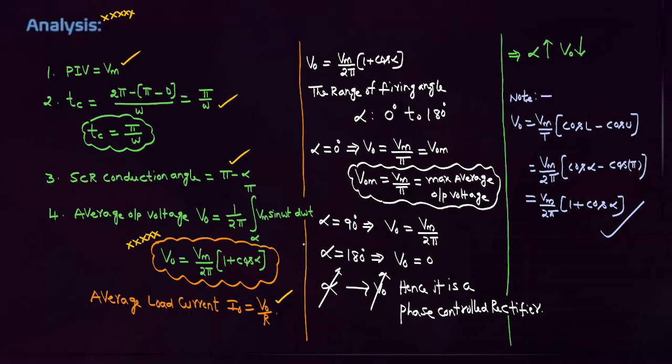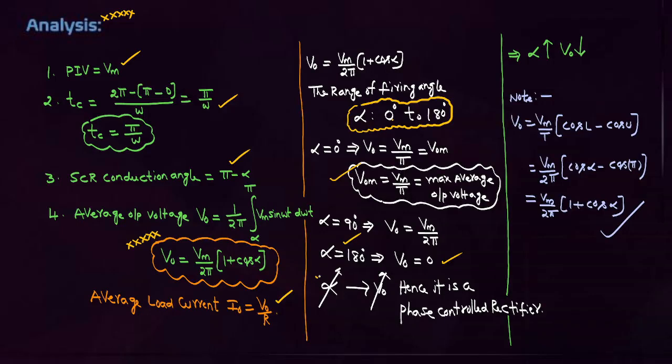V0 by R. We know that the range of firing angle, generally for single phase rectifiers, is 0 degrees to 180 degrees. It is 0 degrees to 180 degrees. If alpha equal to 0 degrees, we can get the maximum average output voltage. That is, the average output voltage is maximum for alpha equal to 0 degrees. The average voltage is 0 for alpha equal to 180 degrees. For alpha equal to 180 degrees, in a single phase half wave control rectifier, the average output voltage is 0. That is the observation here.